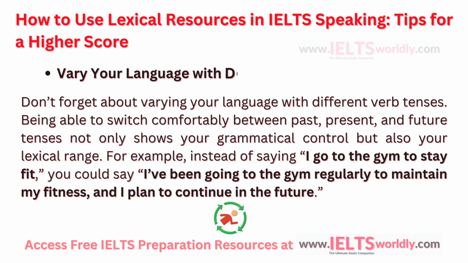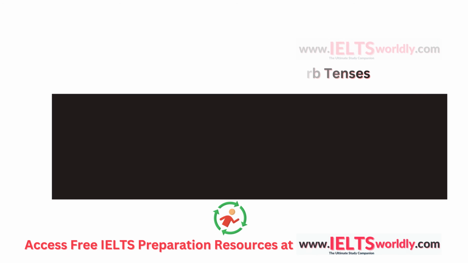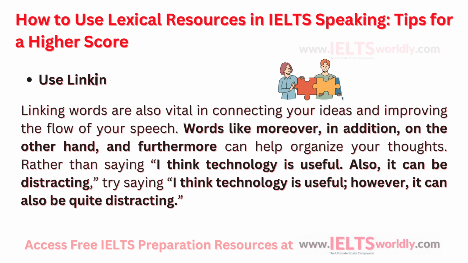Don't forget about varying your language with different verb tenses. Being able to switch comfortably between past, present, and future tenses not only shows your grammatical control, but also your lexical range. For example, instead of saying, "I go to the gym to stay fit," you could say, "I've been going to the gym regularly to maintain my fitness and I plan to continue in the future."